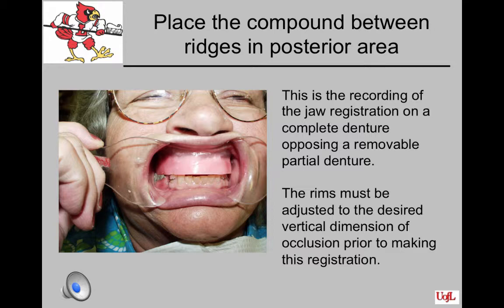The patient in this picture is a complete denture patient on top with a removable partial denture on the lower. The record bases on an RPD case are often made on the framework after it's been returned so that the lower rims can be held in place with direct retainers while making a jaw registration record. This makes it easier. This, of course, cannot be done if you have to have record bases in order to mount a case prior to having that framework made. It would be done with conventional record bases.